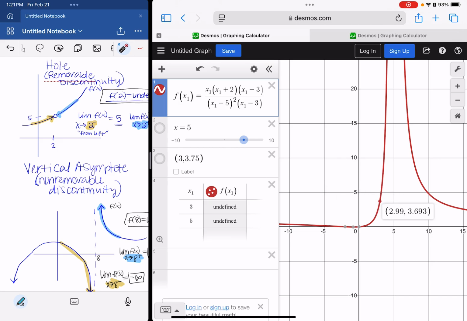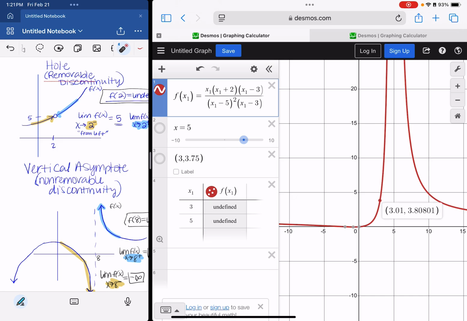So if I'm right here at x equals 3, we see it's undefined, but let's go to the left of 3. As I back up from it, 2.99, notice the y value is 3.693, 3.637, etc. I can see that it's headed towards a number. It isn't going to infinity. It's headed towards a single number.